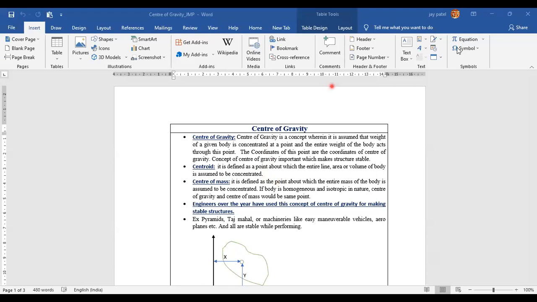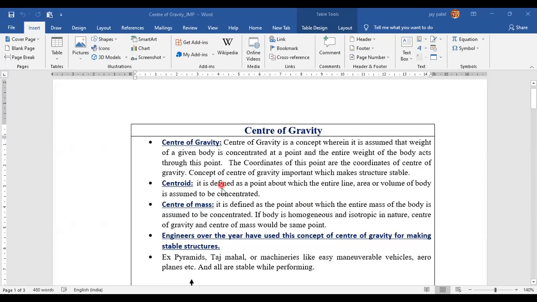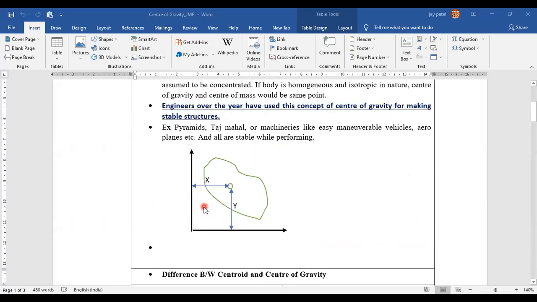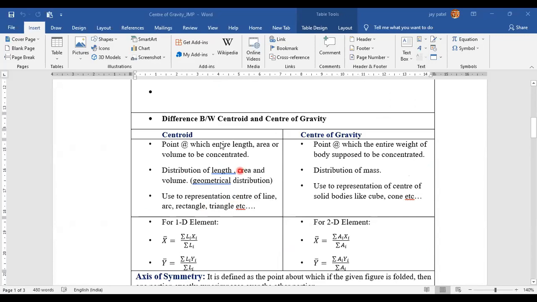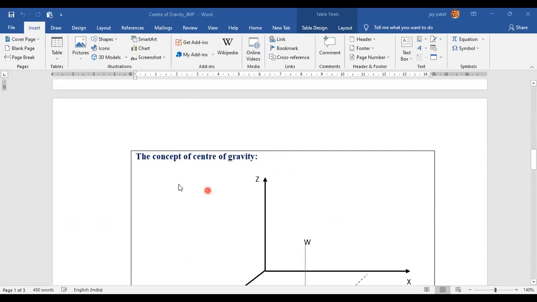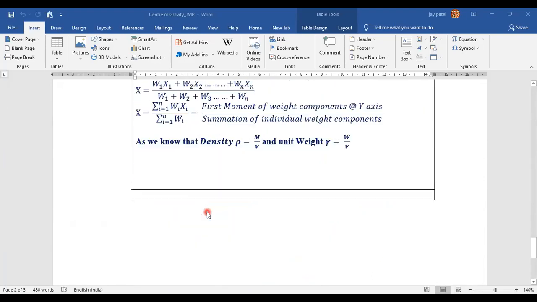Okay, fine. Now, let me discuss what is center of gravity. We have to remember a few terminologies. First is the center of gravity, second is the centroid, third is the center of mass, and then we are going to discuss the difference between center of gravity and centroid. Then, what is the axis of symmetry? This concept of center of gravity is a part of the derivation, so this will be discussed later on.